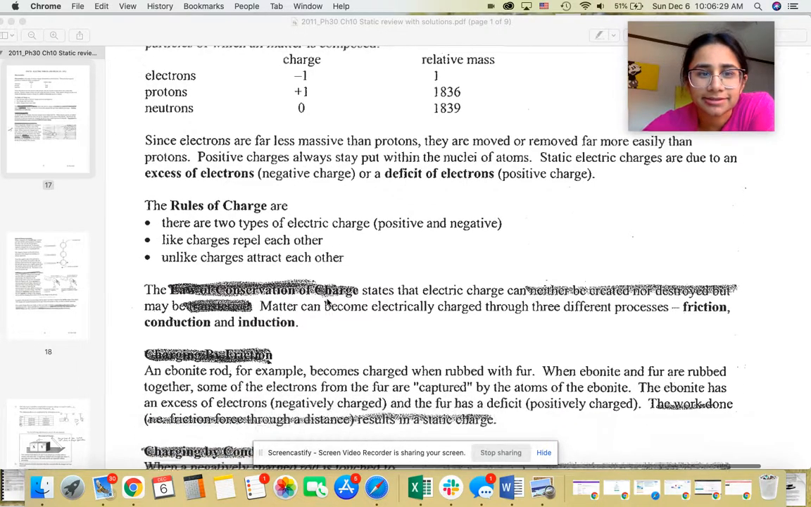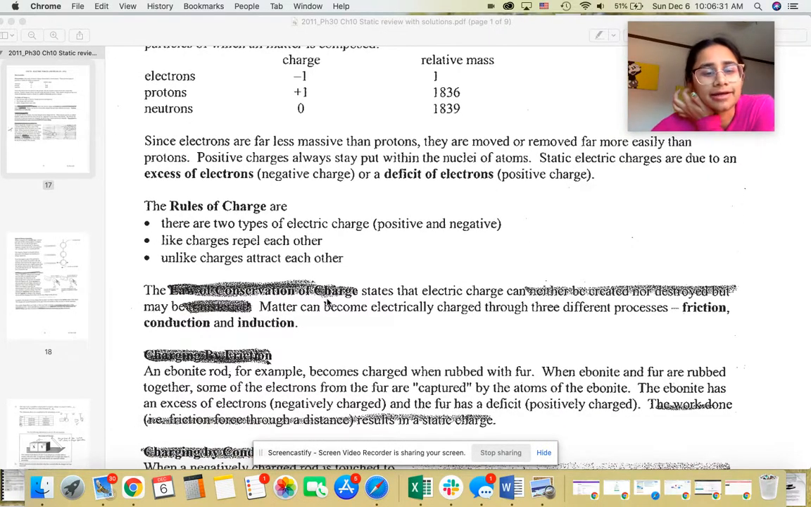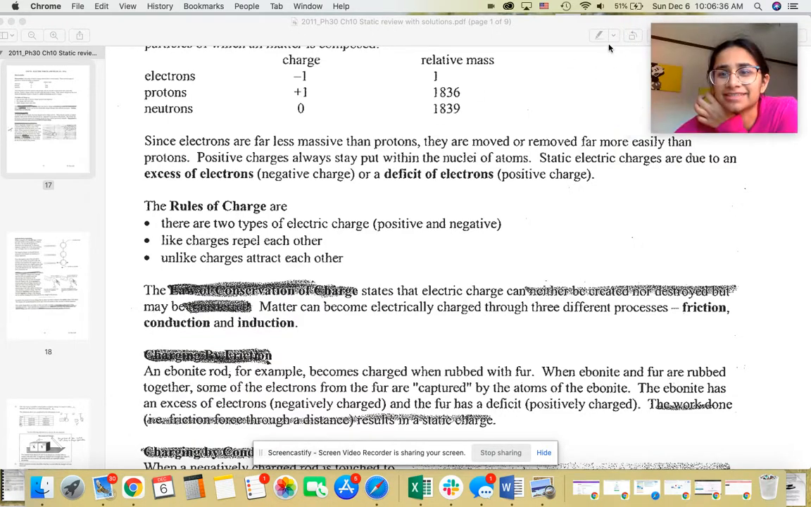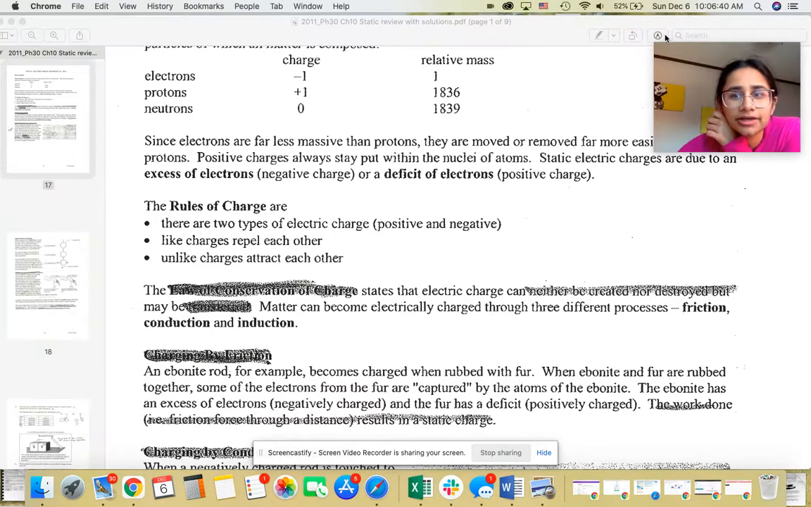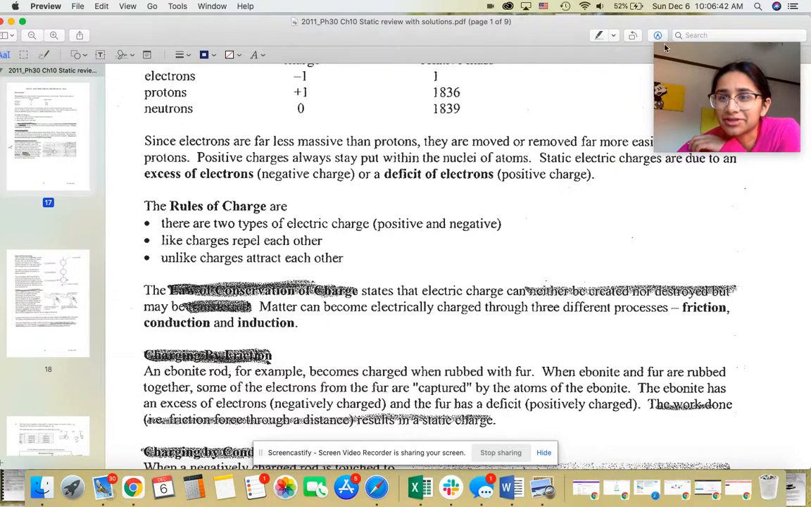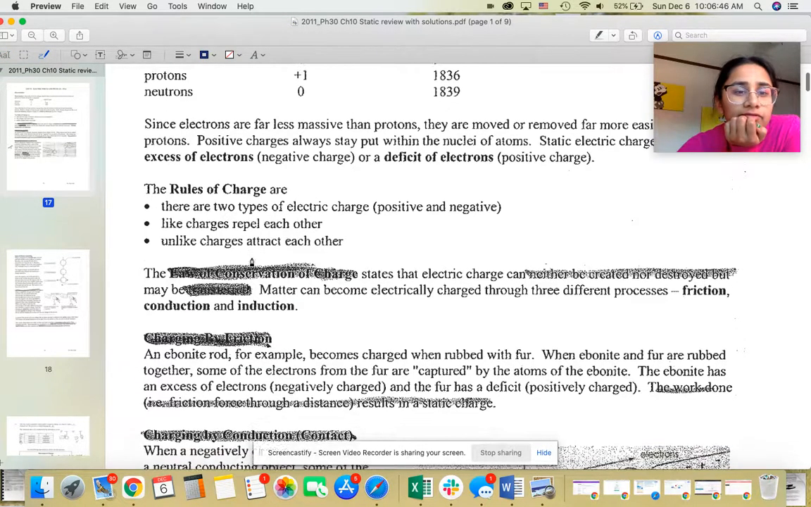Hi guys. Okay, so last time we talked about why electrons are able to move in the way that they are, and that's because of their relative size. So let's talk a little bit more about the rules of charges today in this lesson, and then we can go from there.